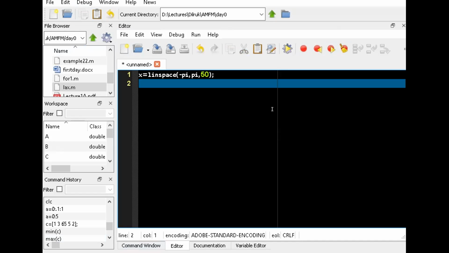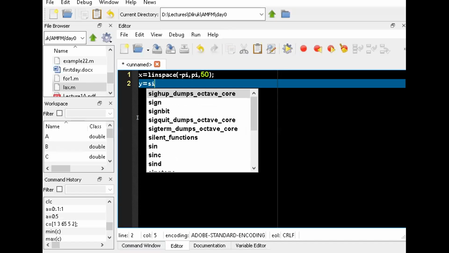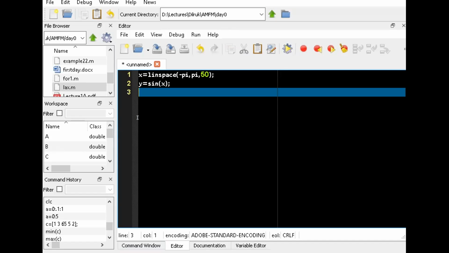Okay, so I discretized the interval minus pi to plus pi. I included how many points? 50 points in between minus pi and plus pi. Then I define my dependent variable, something like sine. There's a built-in function sine, sine of x. So this is my dependent variable. Now I plot sine of x, or y, versus x.